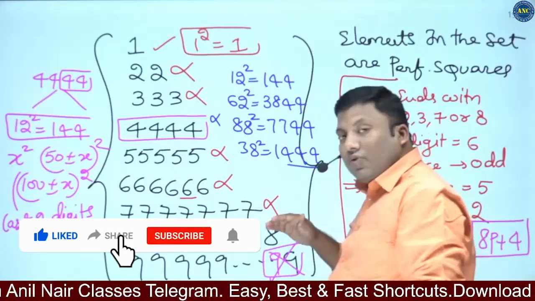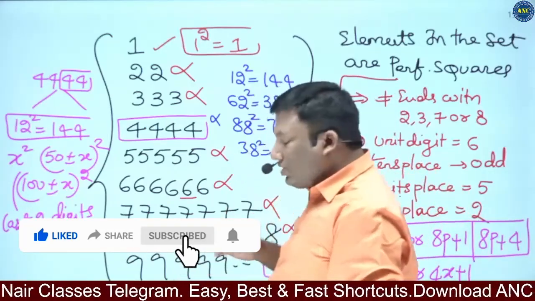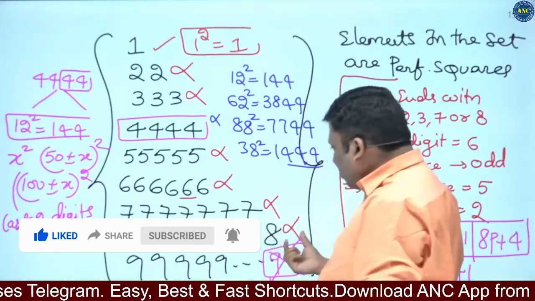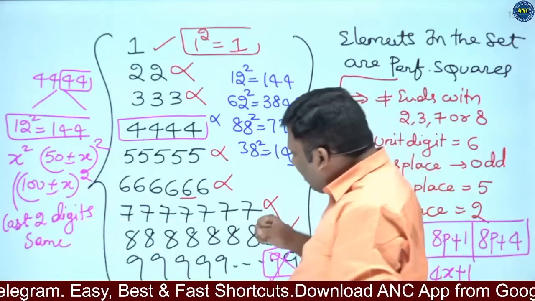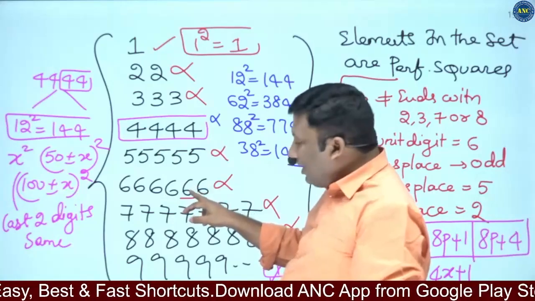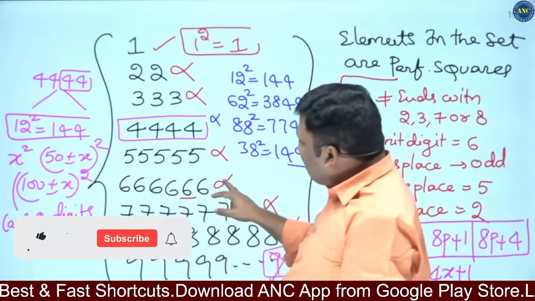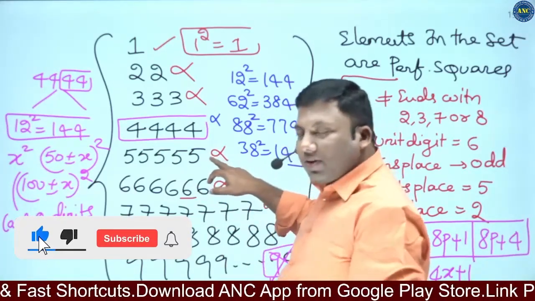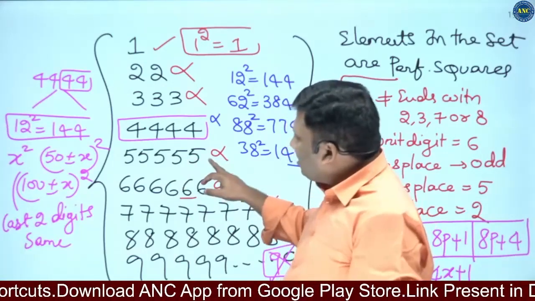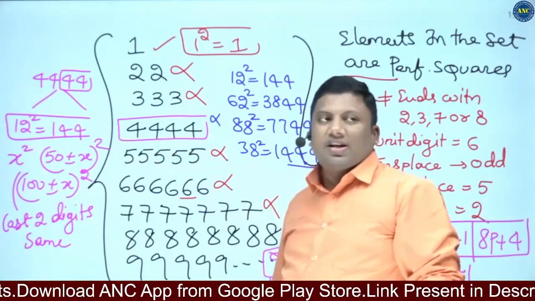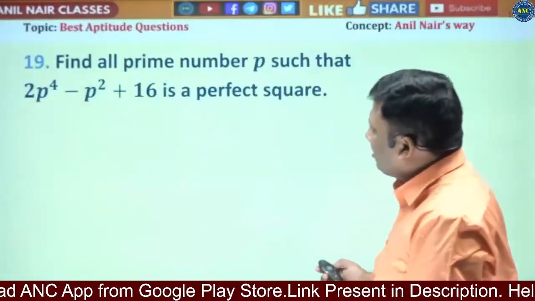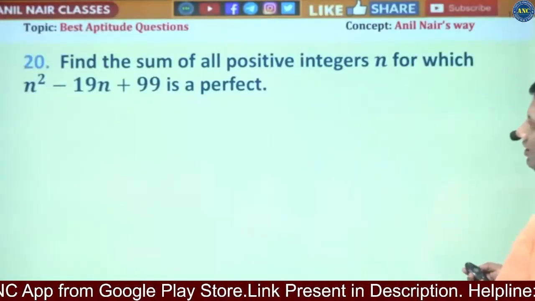A perfect square when divided by 4 gives remainder 0 or remainder 1. 99 is 4 into 24 plus 3, not possible. Next one, any perfect square ending with 6 has an odd tens place. Here it is 6, it is out. Any perfect square with unit digit 5 should have tens place 2, this is out. This I checked by using this logic. Very, very good question. We will start with perfect squares.